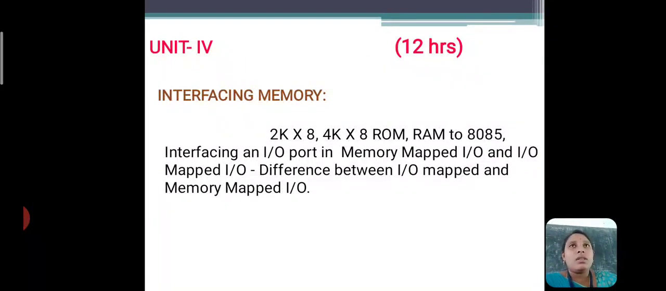Interfacing is nothing but linking or communication between two devices. In this unit, input or output devices are interfaced with memory. We all will learn this in interfacing memory, Unit 4.